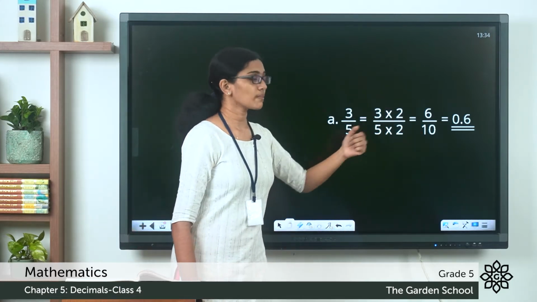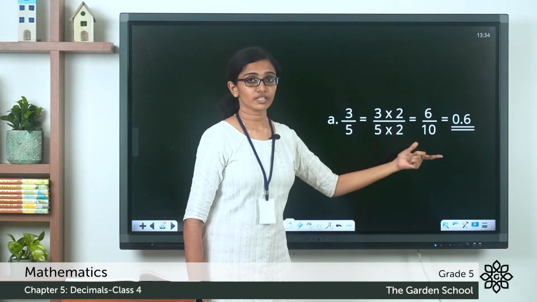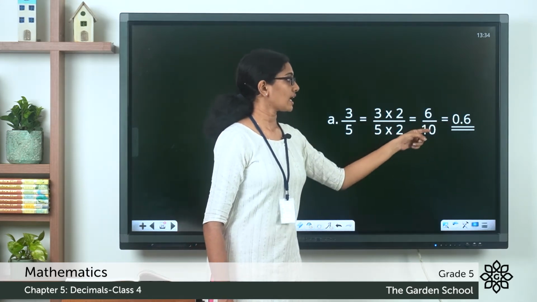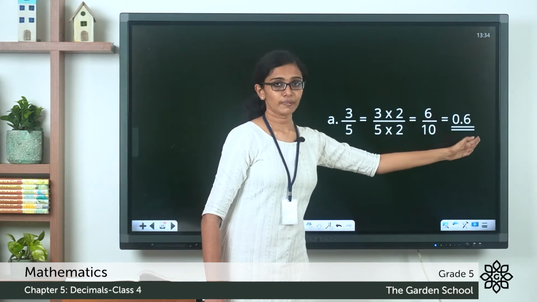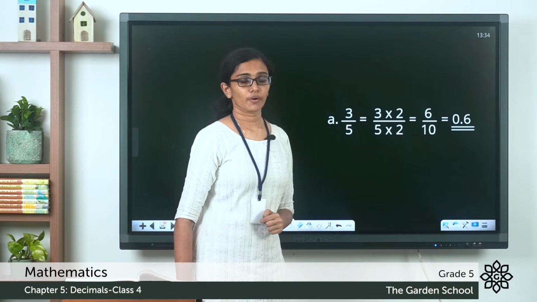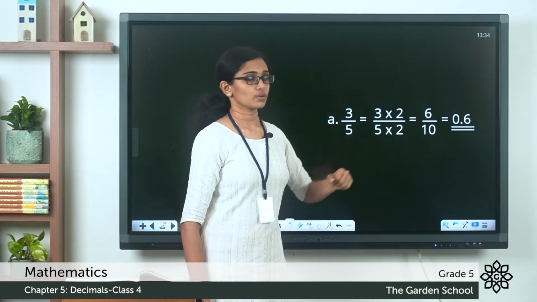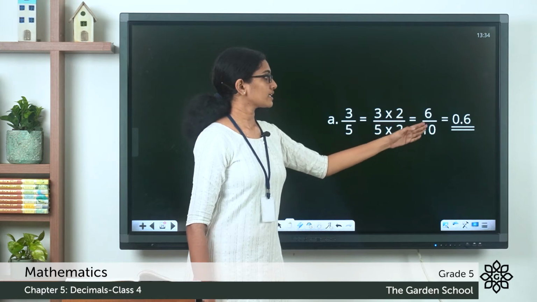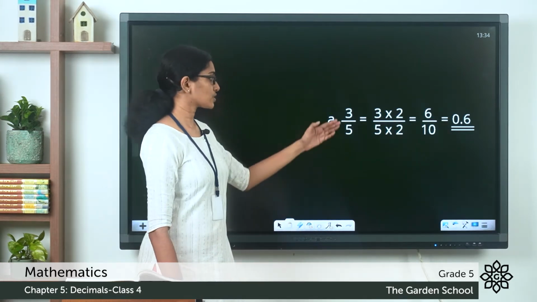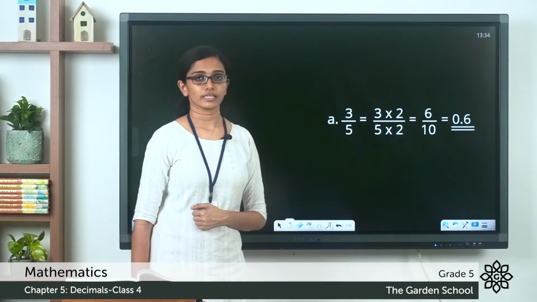So what is 6 by 10? How do you write that as a decimal? How many zeros are there in the denominator? 1. So you write 6 and count one place from the right to the left and put the decimal point there. And since you don't have the whole number part, put 0 there. So it is 6 by 10 is equal to 0.6. So the fraction 3 by 5 is equal to 0.6.